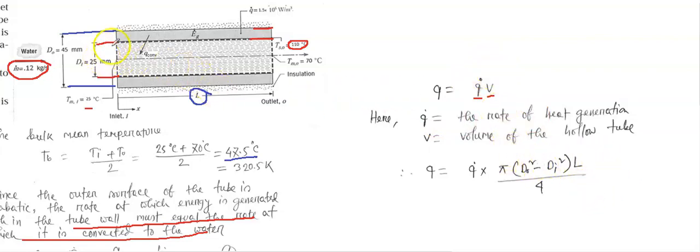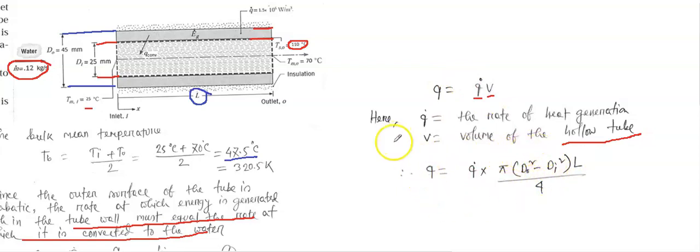So actually, this is the volume of the hollow tube, so that means the outer diameter squared minus the inner diameter squared. So the outer diameter is 45, this is the inner diameter, so we are getting that hollow section. So that means Q equals q dot into pi (do squared minus di squared) L over 4. That's the formula actually, pi d squared L over 4. So we got the rate of heat transfer.